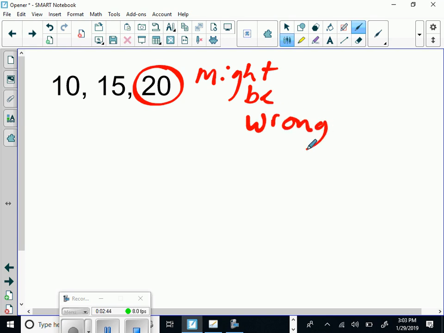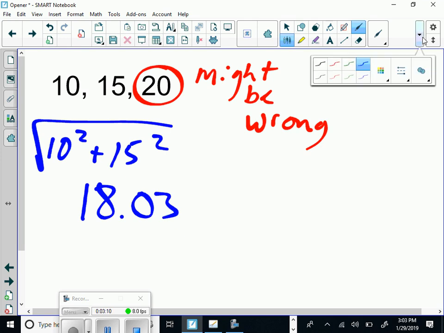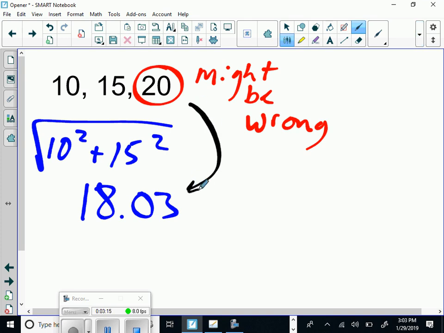The way we're going to check that is we're going to do the Pythagorean theorem with the other two numbers. So I'm going to do the Pythagorean theorem with the 10 and the 15. We go 10 squared plus 15 squared and take the square root and see what we get. If we plug this in our calculators, we're going to get 18.03, and it keeps going. Now here's what we know right away. These two numbers, this one and this one, do not match. If it was a right triangle, they would match. So we know it's not a right triangle.